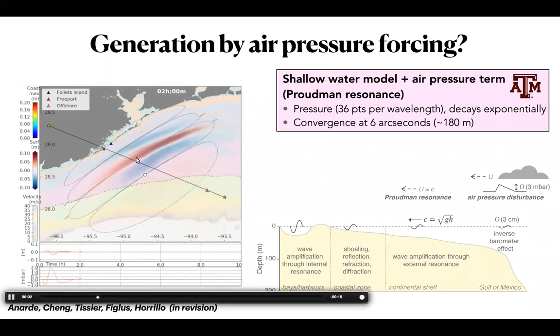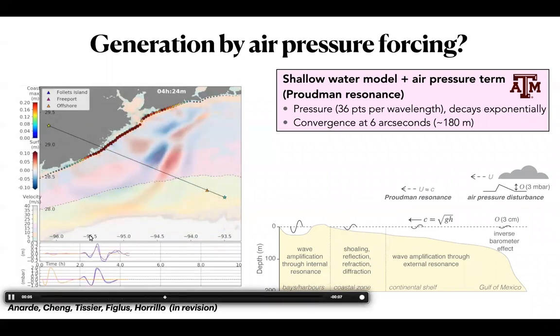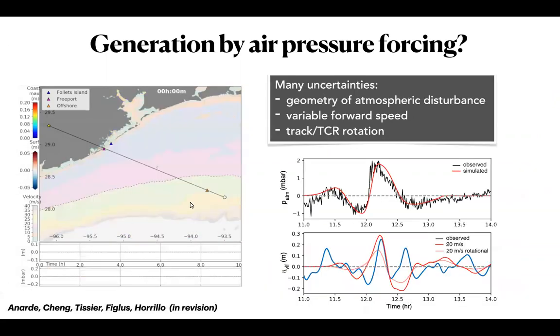Here it's just propagating along a straight trajectory, and it produces a wave on the order of 30 centimeters in amplitude. But there are many uncertainties in modeling these atmospheric disturbances, including the geometry of the atmospheric disturbance. We just allow the pressure to decay exponentially in the alongshore. We also found from radar that the forward speed of these tropical cyclone rain bands is highly variable, which is hard to model. And we are uncertain about their track, as well as the effects of rotation from the radar.